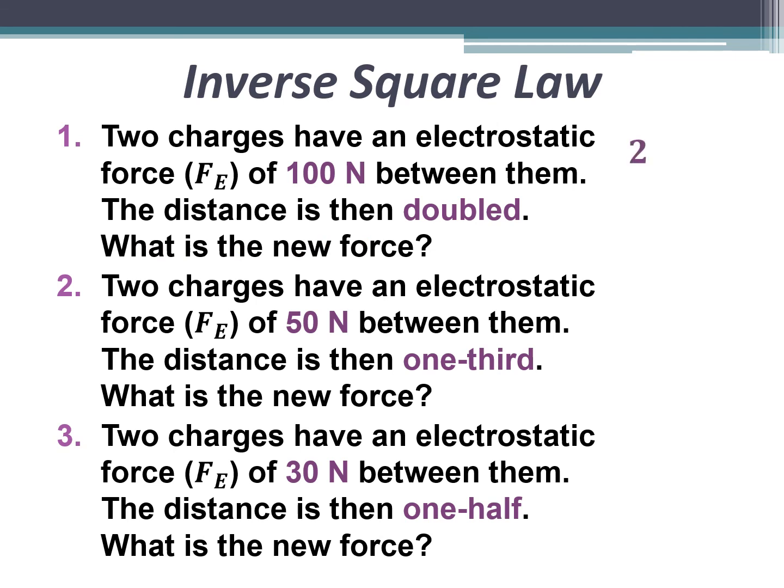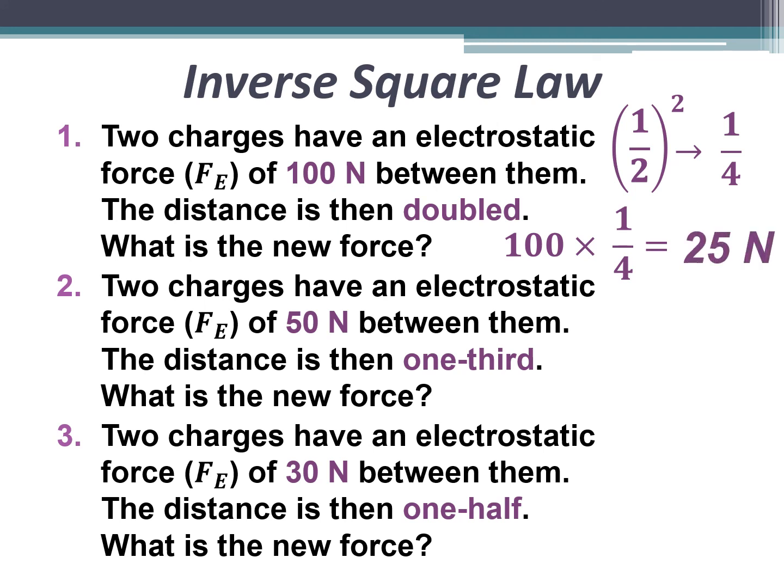All right, so that 2 that we're going to multiply the distance by is really 2/1. The inverse of 2/1 is 1/2, and then you take that 1/2 and square it. When you square a fraction, you square the numerator and the denominator, so it's 1 squared divided by 2 squared, which gives you 1/4. So with doubling the distance, you now have 1/4 of the force. If the force was originally 100 newtons, we multiply that by 1/4, and our new force is 25 newtons.